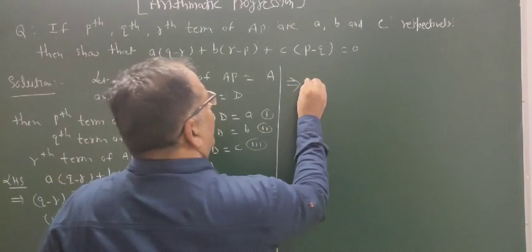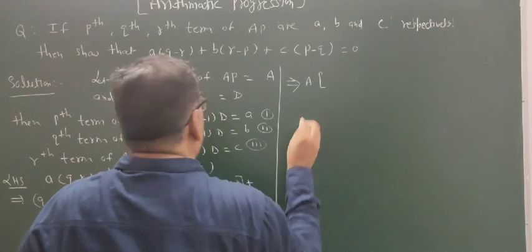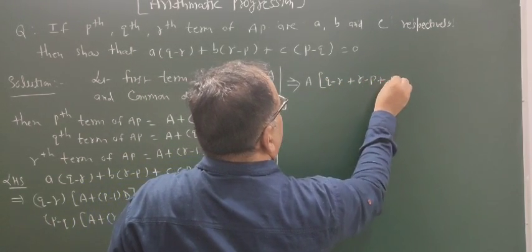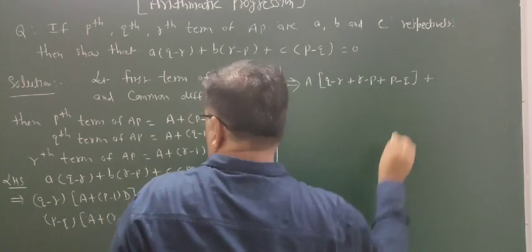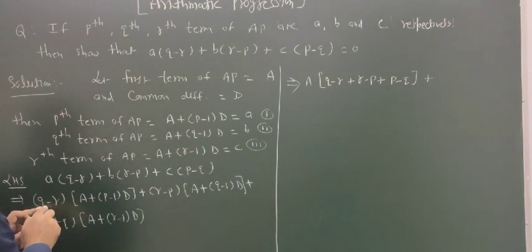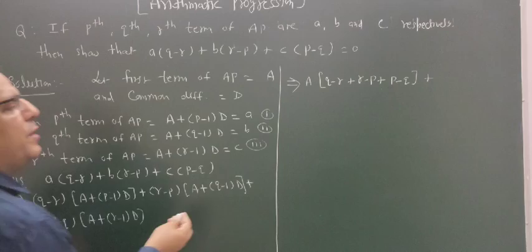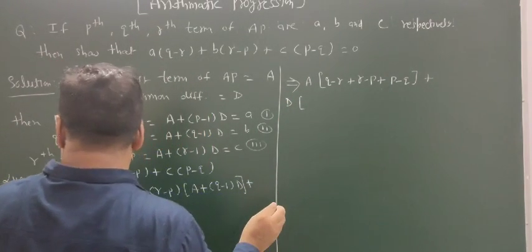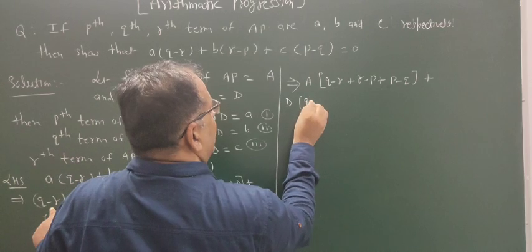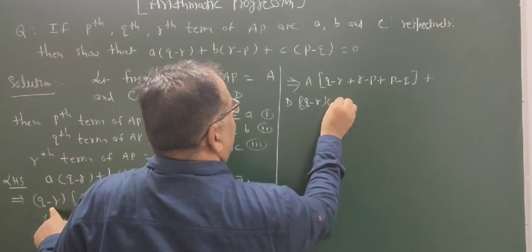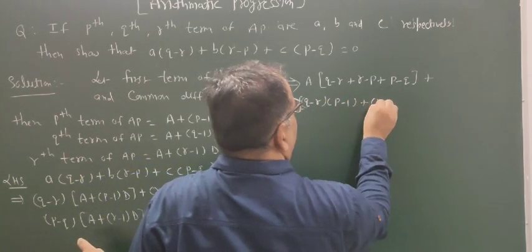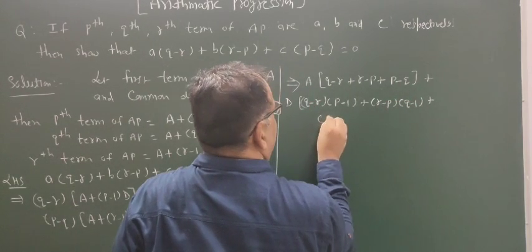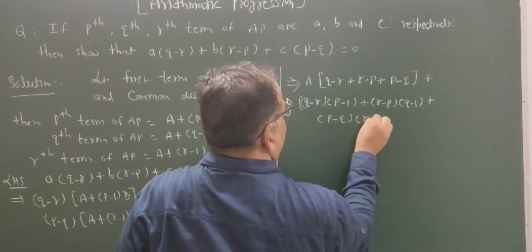So we take a common, and inside the bracket we have q minus r plus r minus p plus p minus q. Plus, now q minus r multiplied with the second term. So now we have d as common, and inside the bracket q minus r into p minus 1 plus r minus p into q minus 1 plus p minus q into r minus 1.